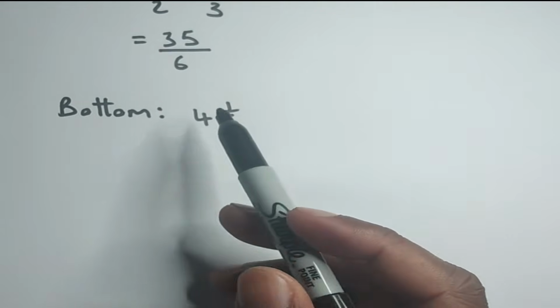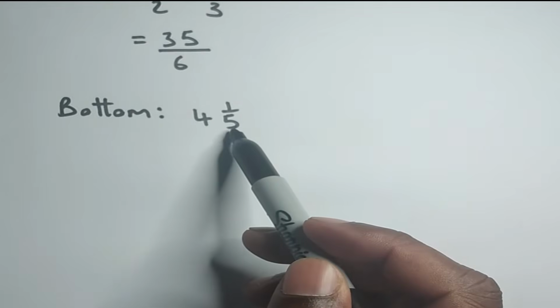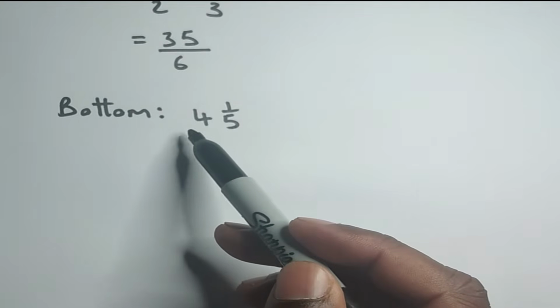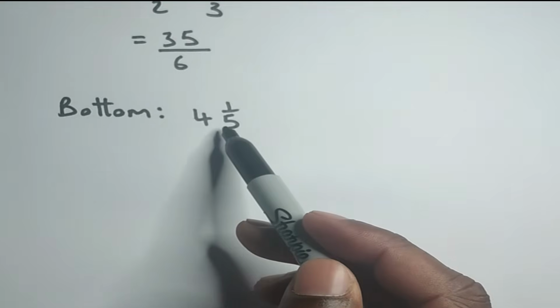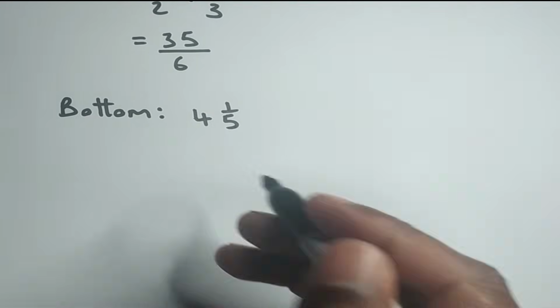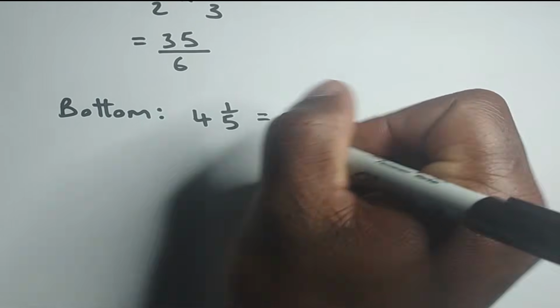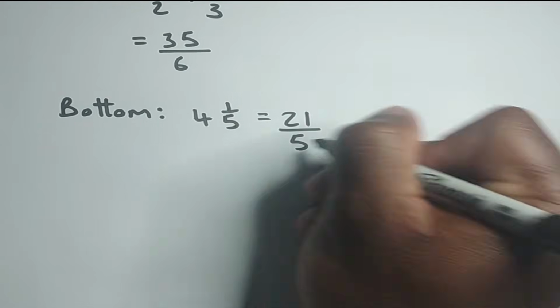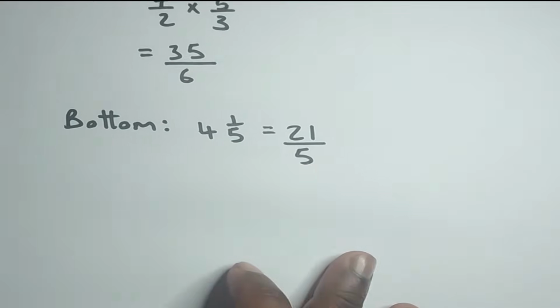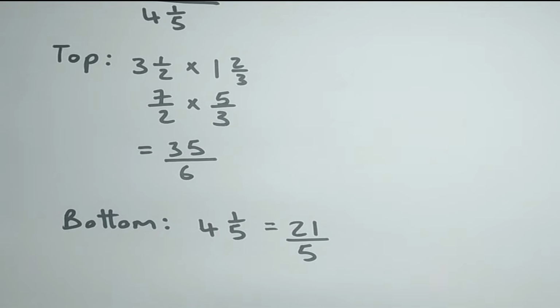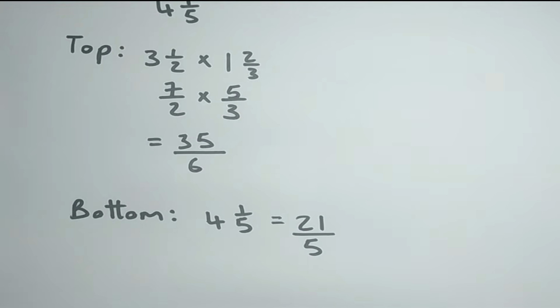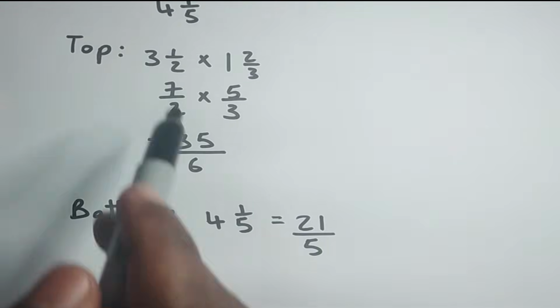So how do we go about this? Again, we'll multiply the whole number by the denominator, then add the numerator. So we have 4 times 5, that's 20, plus 1, that's 21. So this is the same thing as 21 over the denominator, which is 5. Alright, so that's how we treat that. Now what we're going to do is to divide the numerator by the denominator, or the top by the bottom.